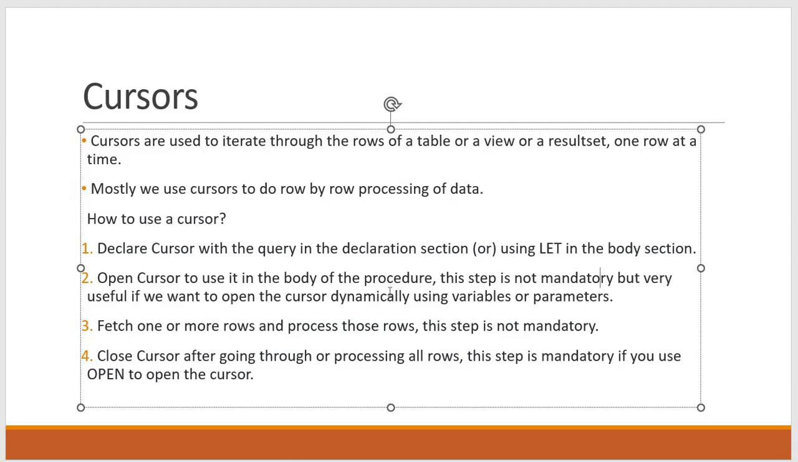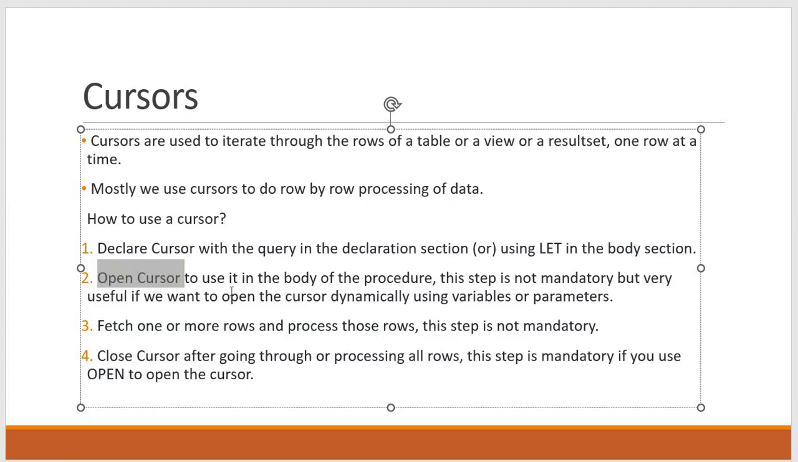This is not a mandatory step. It's not mandatory to open the cursor to do row by row processing. We can even do row by row processing directly without opening a cursor. But opening the cursor is very useful if I want to pass some parameters at runtime, or process the cursor dynamically. Suppose I have 10 tables to process and I want to pass each table at runtime. In that case, opening the cursor is very useful. We'll see this with an example as well.